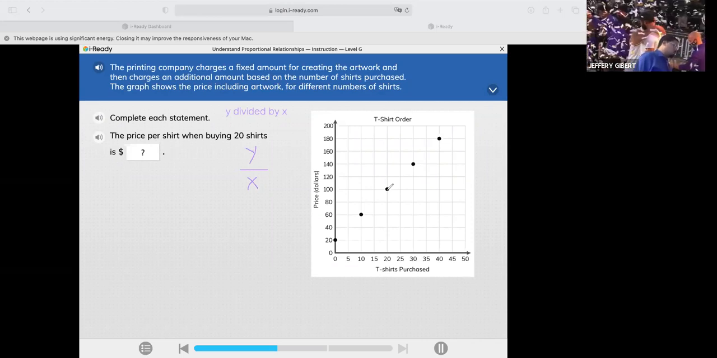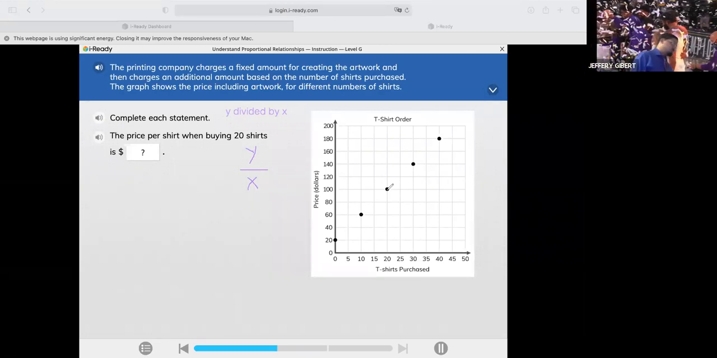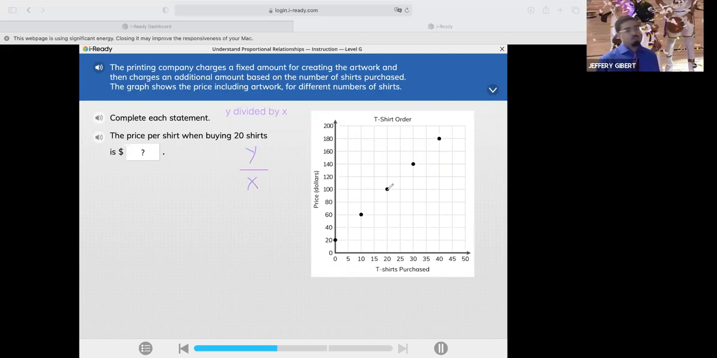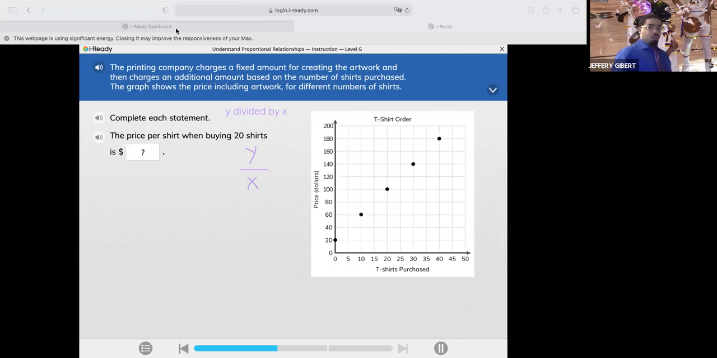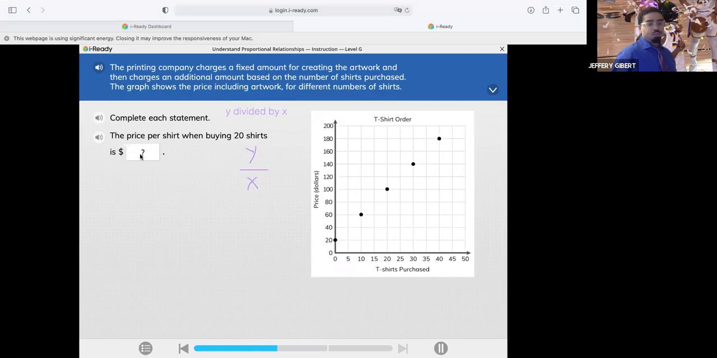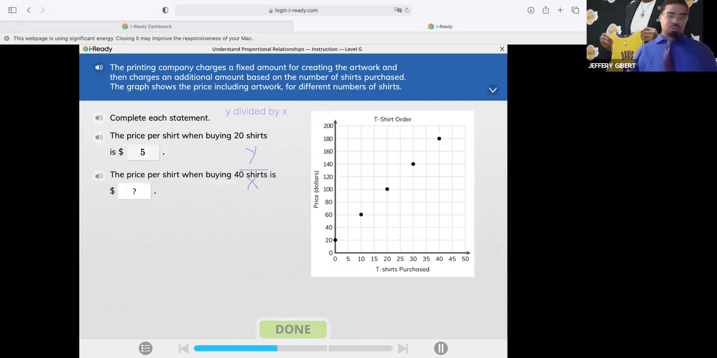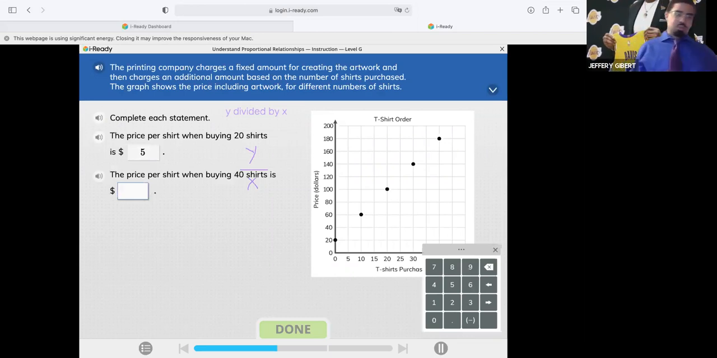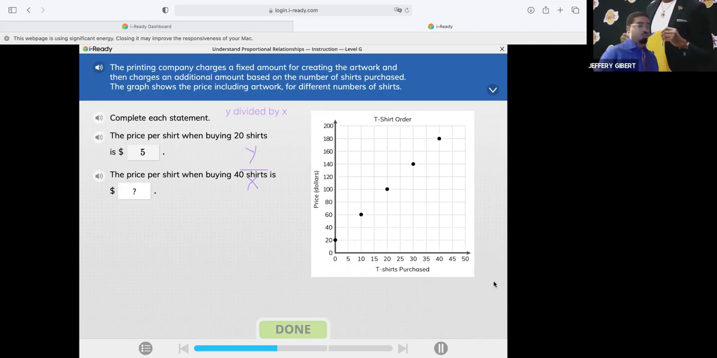Yes, you use a calculator for this to save time. Five, yes. 100 divided by 20 is 5. All right, now Queen Africa, do the same thing for 40 shirts. So you got to go find the point that has 40 shirts and do the y divided by the x.